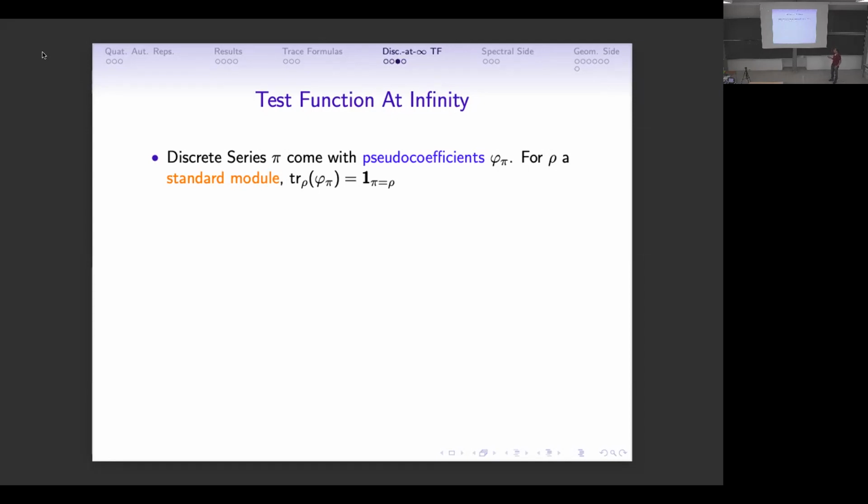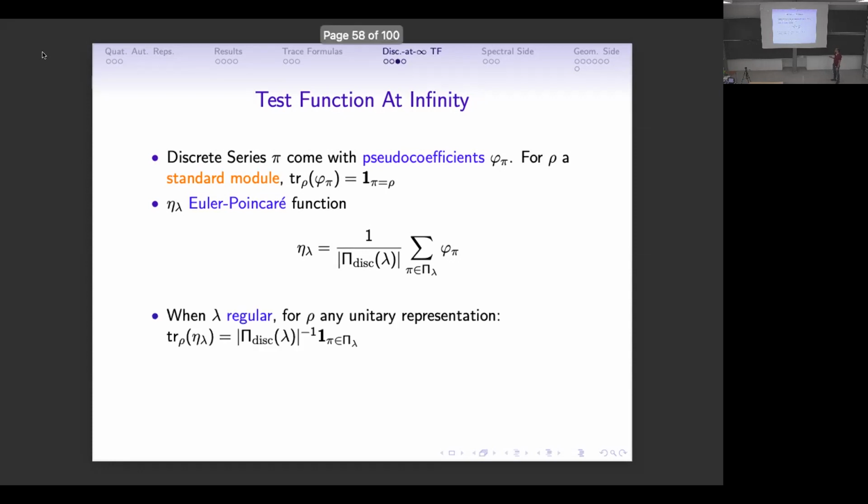It's a pseudo-coefficient. What we can do is average these pseudo-coefficients over an L-packet, and we get something called an Euler-Poincaré function. These Euler-Poincaré functions have the property that for lambda regular and rho any unitary irreducible representation, the trace against rho of this Euler-Poincaré function tells you exactly whether that rho lives inside the L-packet or not.